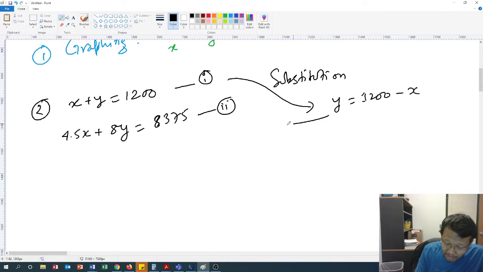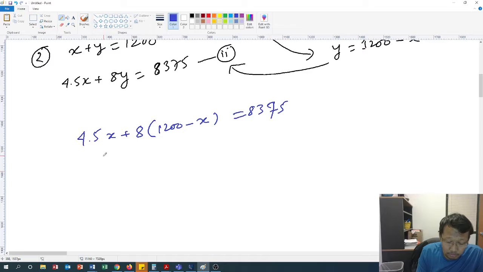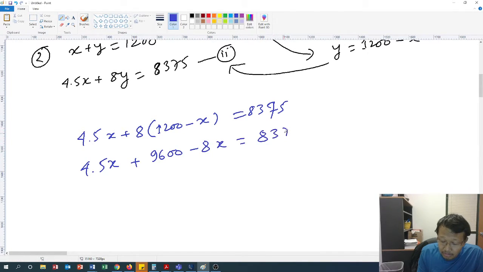Then substitute this value over here. So that will give us 4.5x plus 8 times y, and y is 1200 minus x, equals 8375. Now let us work it out. So this is 4.5x plus 8 times 1200, which is 9600, minus 8 times x, which is 8x, equals 8375.